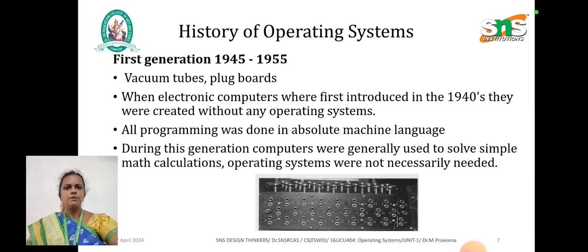The first generation is between 1945 and 1955, where vacuum tubes and plug boards were used. When electronic computers were first introduced in the 1940s, they were created without any operating system. So all programming was done in absolute machine language. During this generation, computers were generally used to solve simple math calculations, like calculators. Once operating systems were introduced, major problems could be solved. Operating systems were not necessarily needed for simple calculations such as those of calculators.